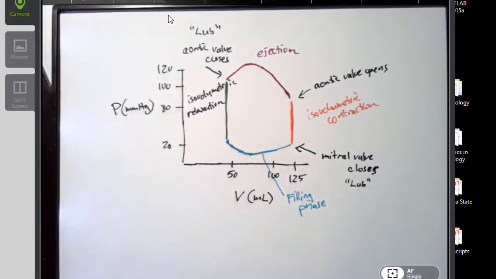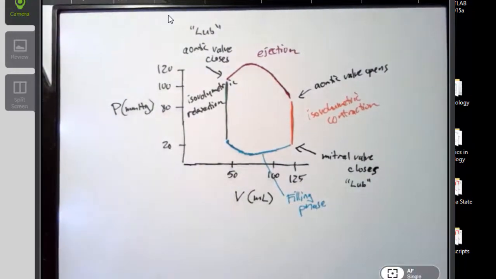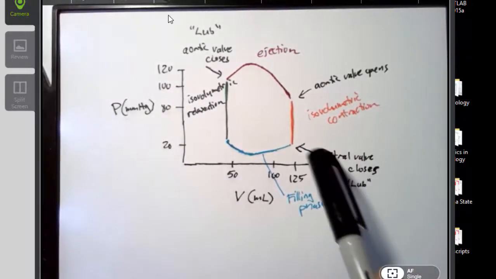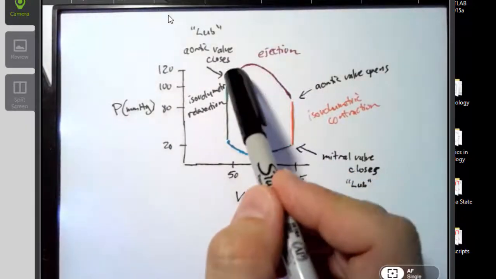So what's happening here? Why is it isovolumetric? So the pressure is certainly going down. You see that here. But the volume doesn't change. Iso means the same, so the same volume. Well, the aortic valve is closed. What about the mitral valve? It's actually still closed. It closed way back here, and it's remained closed throughout all this.